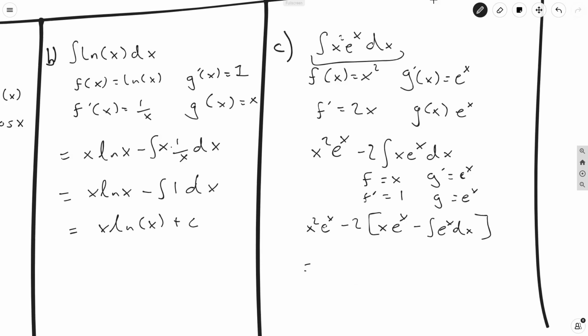So now our answer overall is equal to x squared e to the x minus 2x e to the x plus 2 e to the x plus c, with the plus c coming from our final evaluation of this integral here. Okay, so notice that integration by parts actually often quite nicely stacks on itself and can be used to repeatedly decrease monomials multiplied by functions that are nice after differentiation.